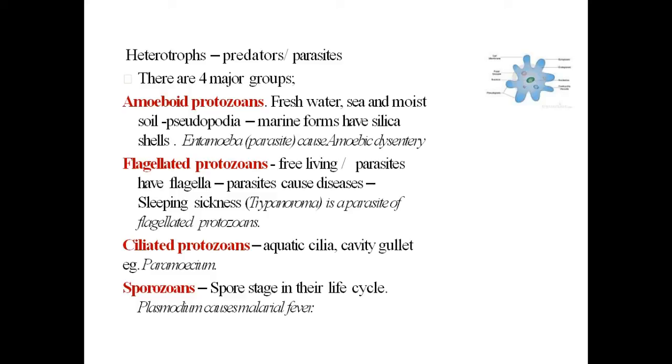They move and prey by putting out pseudopodia, false feet. As in amoeba, marine forms have silica shells on their surface. Some of them, such as Entamoeba, are parasites. So in these amoeboid protozoans, the example is Amoeba. The name itself says it, with species Entamoeba and Amoeba.